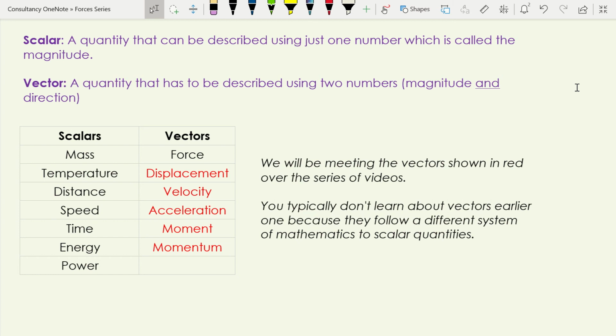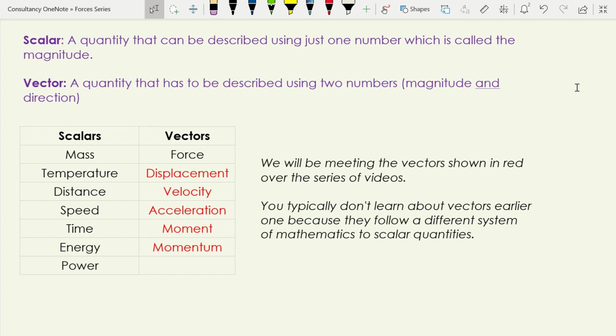Okay, so let's have a look at some quantities that you will have met before, or I think you'll have met before, and show you where they fit. Most people at this point will probably have met the idea of mass, temperature, distance, speed, some of these basic concepts in physics. The ones you meet first in physics are almost always scalar quantities, and the reason being the maths that they work with is considerably simpler. So that is why you tend to meet them first.